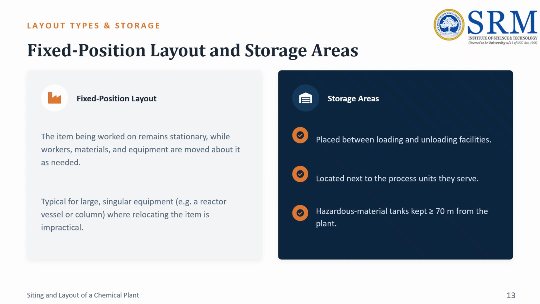In a fixed position layout, the product remains stationary while workers, equipment and materials move around it. This type of layout is suitable for very large equipment such as reactors, distillation columns, and storage vessels. Storage areas should be carefully designed. They should be located between loading and unloading facilities and near the units they serve. Hazardous material storage tanks must be maintained at a safe distance of at least 70 meters from the plant.